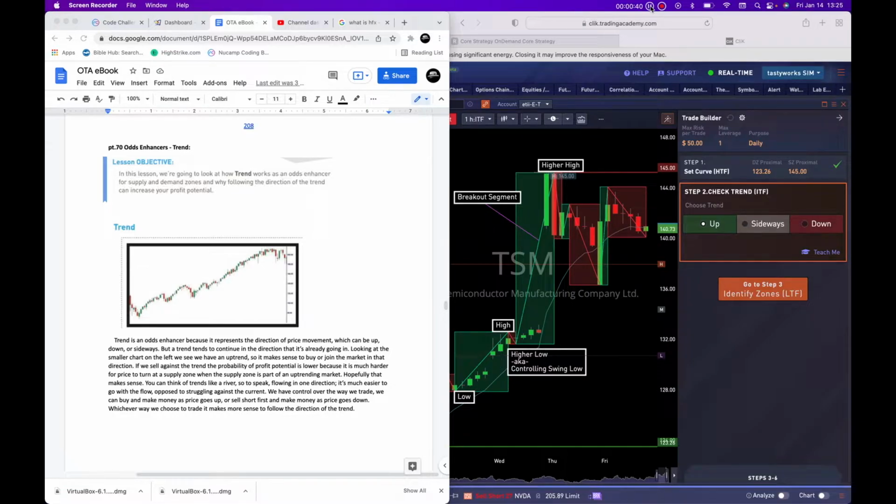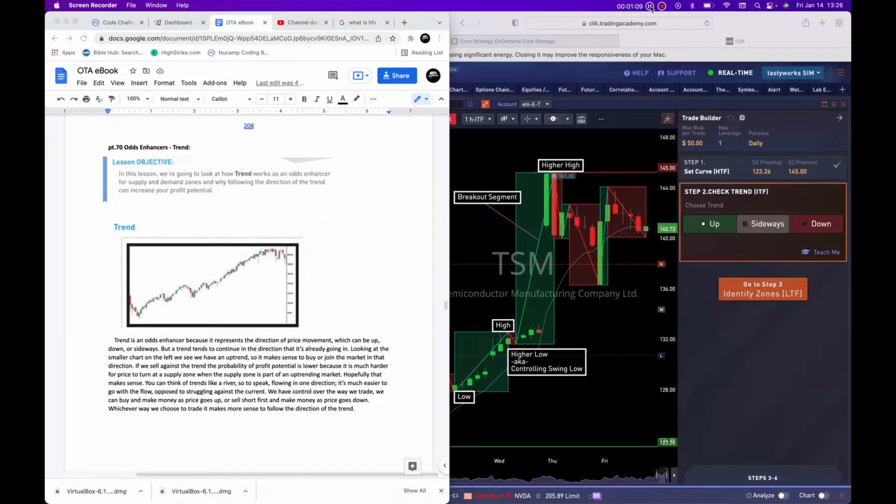If we sell against the trend, the probability of profit potential is lower because it is much harder for price to turn at a supply zone when the supply zone is located in an uptrend. Hopefully that makes sense. You can think of trends like a river, so to speak, flowing in one direction. It's much easier to go with the flow as opposed to struggling against the current.